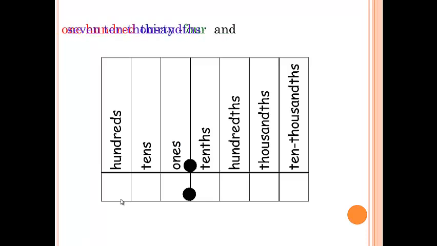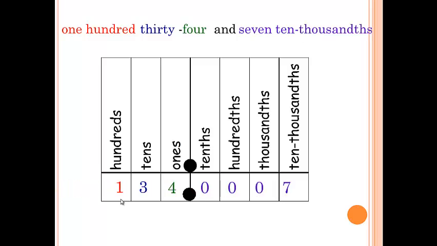134 and 7/10,000ths. Okay, how to write it in the place value chart? "And" means point. So we have a number to the left of the word "and", or before "and". This is the whole, 134. How to write 134? 4 in ones, 3 in tens, 1 in hundreds.